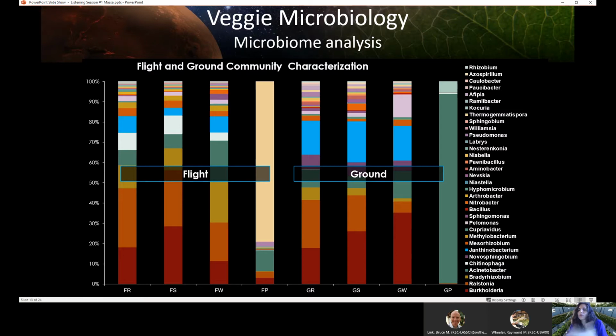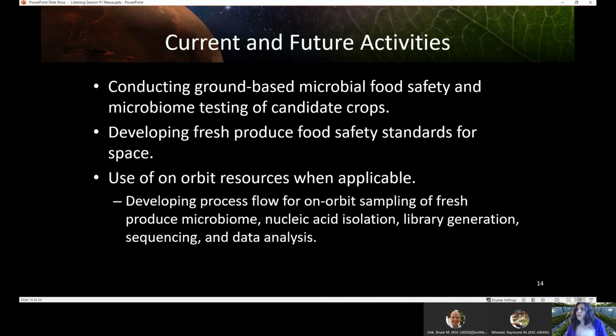So these were really interesting results, and we can start to tease this apart and really understand what's going on in the community, what the contributions are from the seeds versus, you know, the ISS environment. So currently and in the future, we're conducting ground-based microbial food safety and microbiome testing of all our candidate crops, and I'll talk more about our crop candidates in a minute. And we're developing fresh produce food safety standards for space.